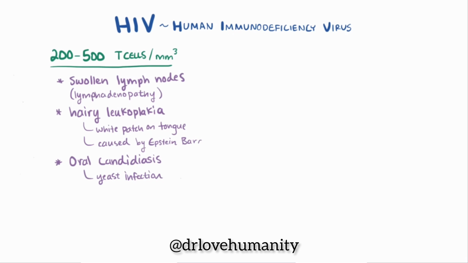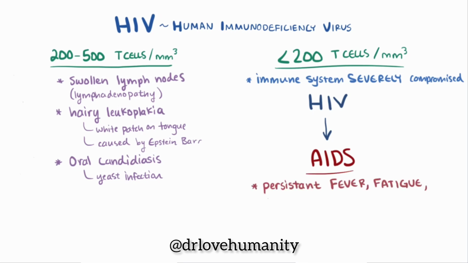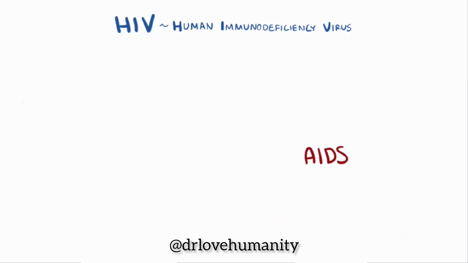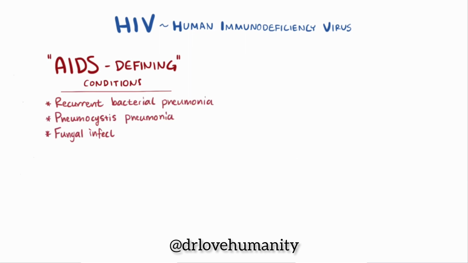As more T cells are lost and the levels fall below 200 cells per cubic millimeter, the immune system becomes severely compromised, and at this stage the condition has progressed from HIV disease to AIDS. At this point, people experience things like persistent fever, fatigue, weight loss, and diarrhea, and the HIV count in the blood might increase significantly. At this point, certain conditions start to develop that are said to be AIDS-defining, such as recurrent bacterial pneumonia, pneumocystis pneumonia, and fungal infections like candidiasis of the esophagus.